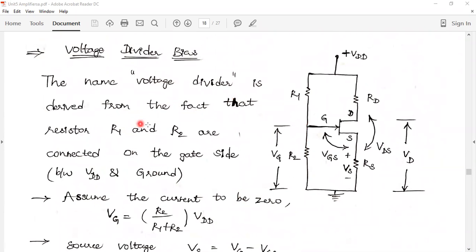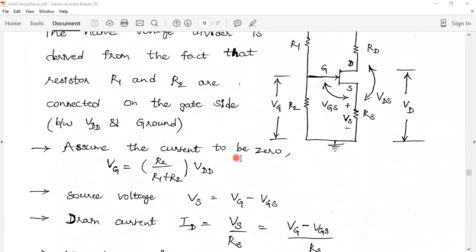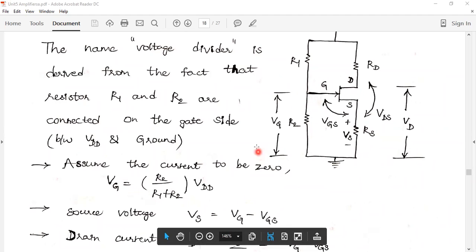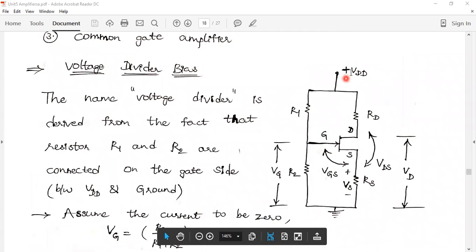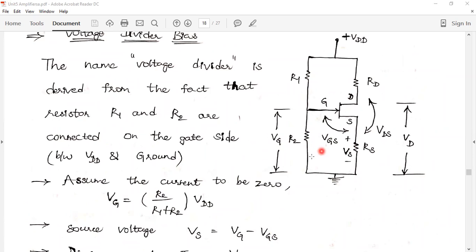The name voltage divider is derived from the fact that the resistors R1 and R2 are connected on the gate side between VDD and ground. Assume that the gate current is zero. Then the voltage VG is across the second resistor R2 by the total resistance R1 plus R2. VG is equal to R2 by R1 plus R2 into VDD. This is the relation: the gate voltage is given by R2 by R1 plus R2 into VDD.